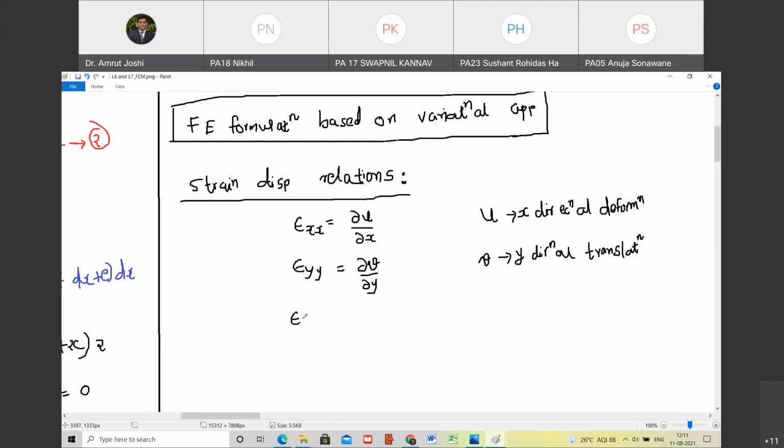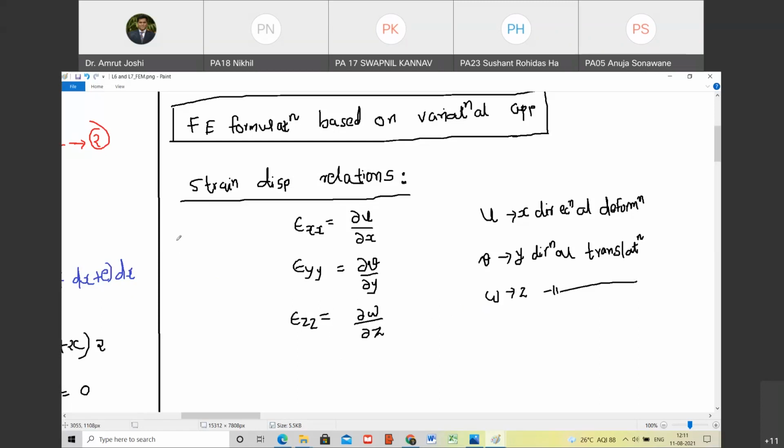What is epsilon zz? Epsilon zz is the normal strain acting on a plane to which z axis is perpendicular. That means it acts on xy plane and it acts in the z direction. Are you with me? Yes, sir. How do I write that? It is dou w by dou z. Right. What is w? w is z directional translation.